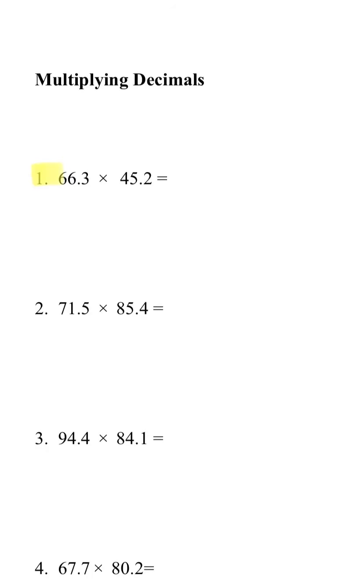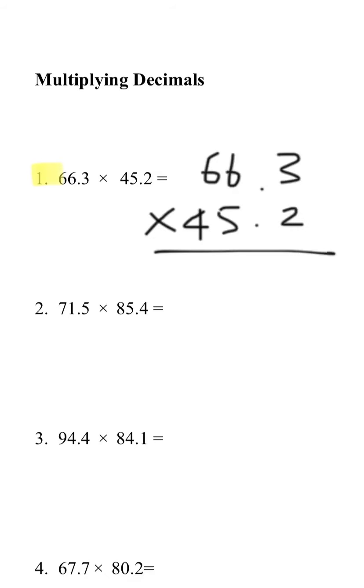Hopefully you guys are used to this concept, okay? So what we do is we just align it just like how we would do in regular multiplication, right? So then 66.3 times 45.2. Okay? And then you just do regular multiplications, right? Just like how you would do it. So like 3 times 2, right? And then 3 times 5, and then 3 times 4, and so on and so forth, right?